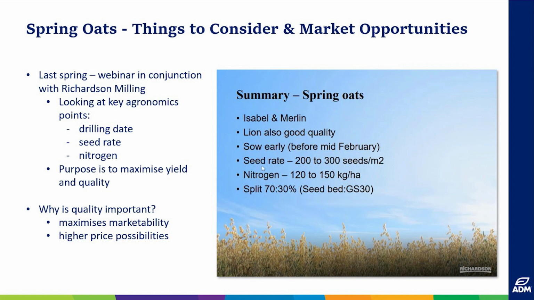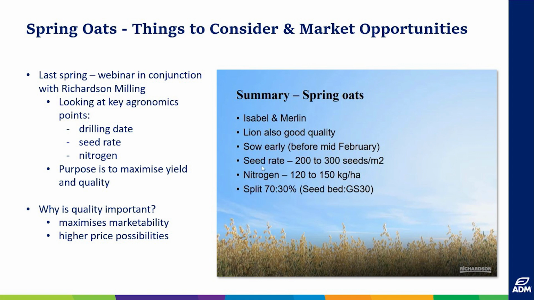And finally is nitrogen application. Many of you may be thinking that oats are a crop that you don't have to apply much nitrogen to, and therefore they're cheap to grow. However, it has been shown that through good nitrogen application, you could potentially increase your yield by about a ton a hectare. The timing of this is crucial, and it is recommended that 70% is already in the seed bed, and then a final 30% is at growth stage 30.